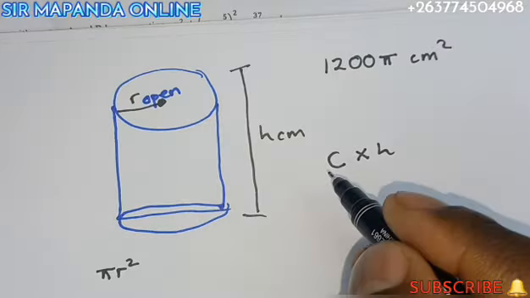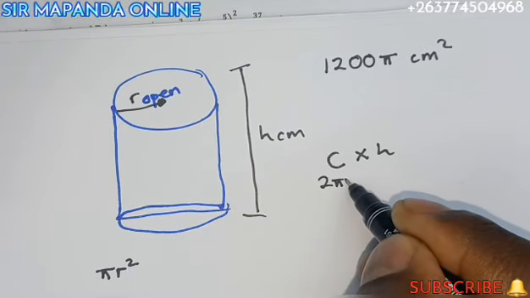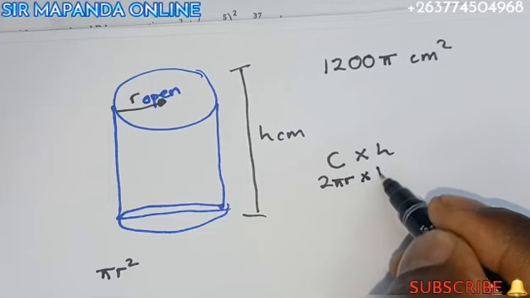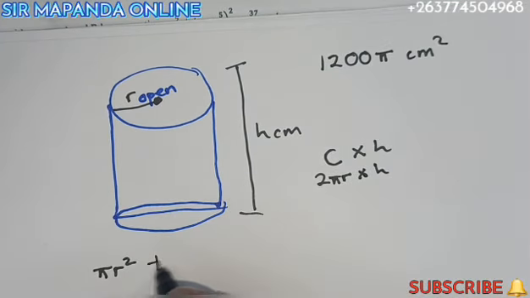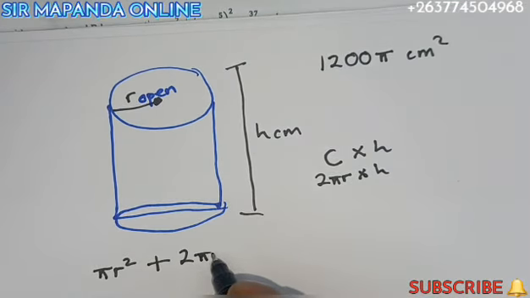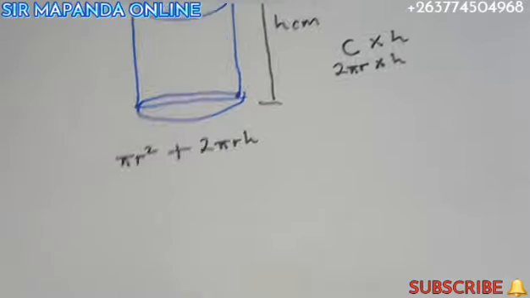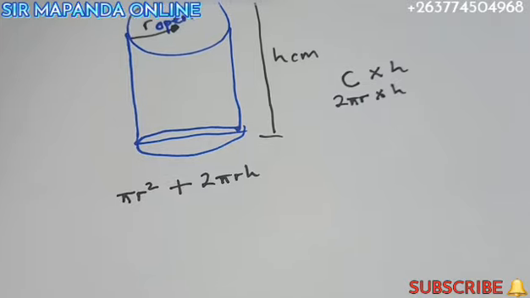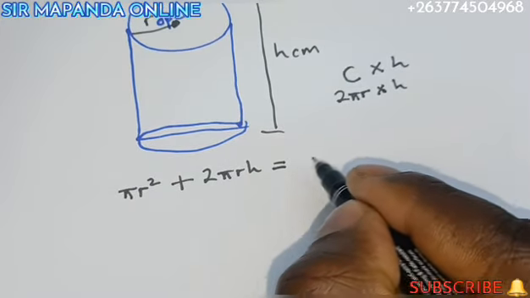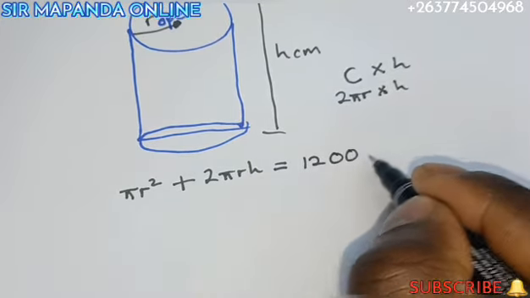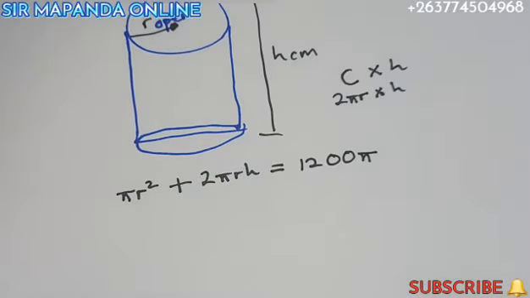So you all know that the circumference of the cylinder is 2 pi r, right? You multiply 2 pi r with h, so the curved surface area becomes 2 pi r h. Equate this to the given total surface area of 1200 pi. Then you make h the subject of the formula as per the requirement of the question. This is achieved by moving pi r squared to the right side first.